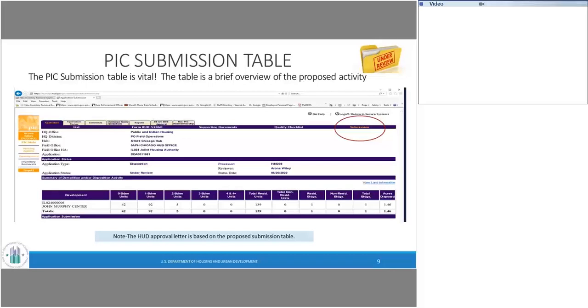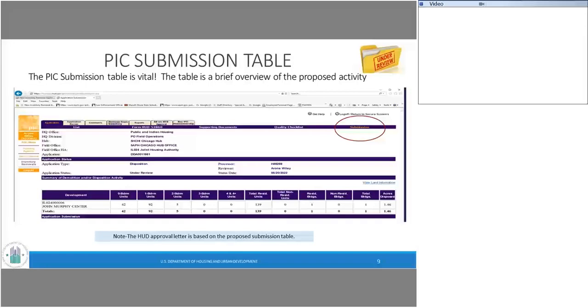The submission table is very important. The submission table gives us a brief overview of what the Housing Authority has proposed. But before I go into that, I want to thank the Joliet Housing Authority for allowing SAC to use their application for this webinar training. So thank you again, Michael, for letting us use your application for review.